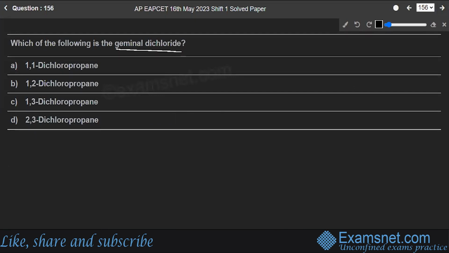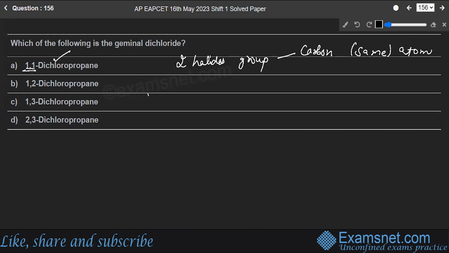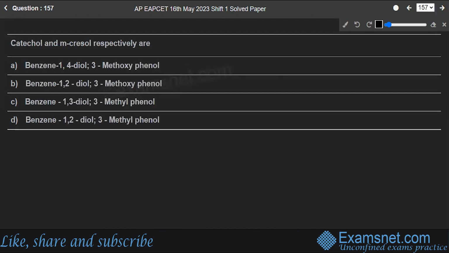Which of the following is the geminal dichloride? 1,1-dichloropropane, 1,2-dichloropropane, 1,3-dichloropropane, or 1,2,3-dichloropropane? See, the geminal dihalides are the organic compounds containing two halide groups attached to the same carbon atom. Thus, among the given options, only one, because it is attached to the same carbon atom. So that makes option A the right answer. Hope you understood. Next is 157.